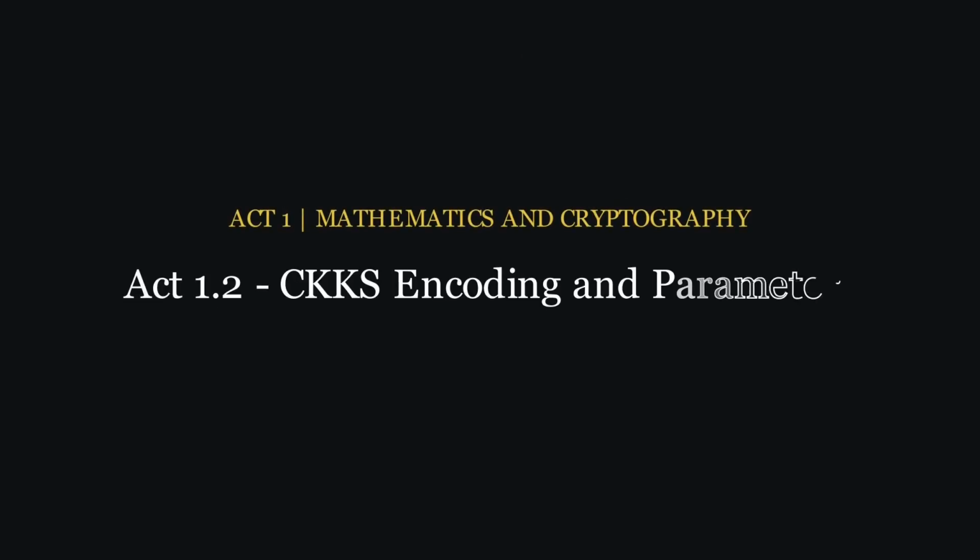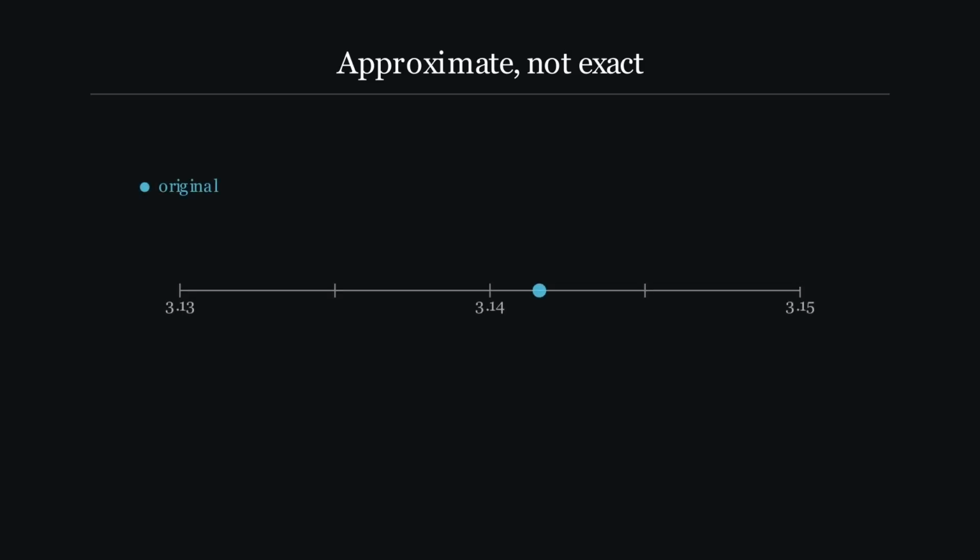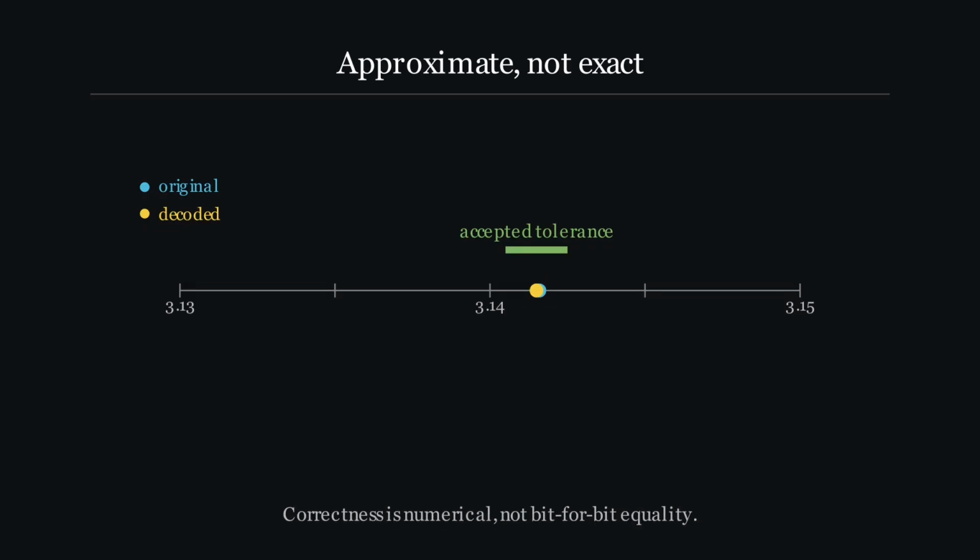In the previous scene, we followed a real vector into a noisy polynomial ciphertext. We now continue from that bridge and open the CKKS representation itself. The first fact is that CKKS preserves useful numerical meaning, not exact bit patterns.